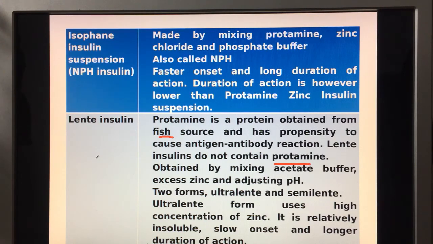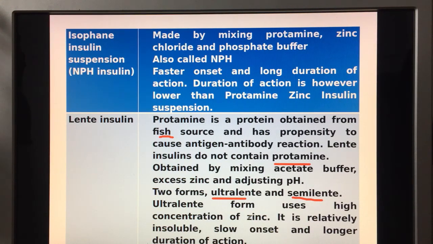Two forms of the lente insulin are the ultra lente insulin and the semi lente insulin. Now ultra lente form uses a high concentration of zinc. It is relatively insoluble, has a slow onset of action and longer duration of action. Semi-lente form is more soluble. It has a faster onset and a shorter duration of action in comparison to the ultra lente.